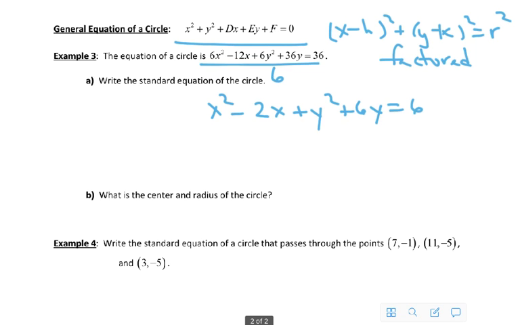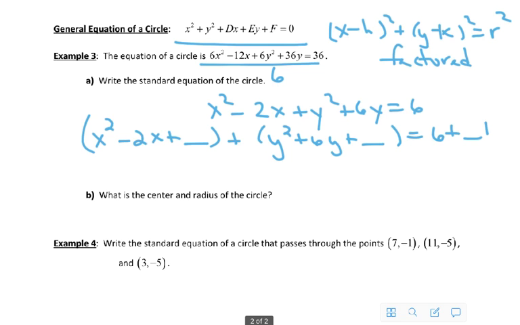Now I'm going to go back and do what I just did a minute ago. x squared minus 2x plus blank, y squared plus 6y plus blank is equal to 6 plus blank plus blank. When we fill out the blank, we're going to do something called completing the square. Back in Algebra 1 and Algebra 2, we had something called a perfect square trinomial. Perfect square trinomials were really nice because they had a very nice factored form.